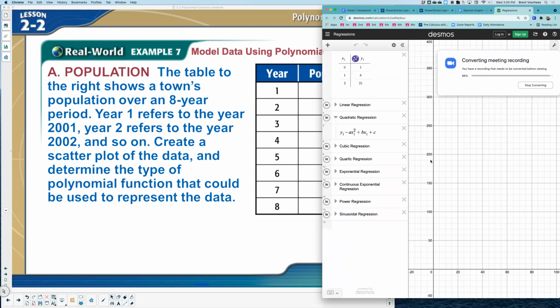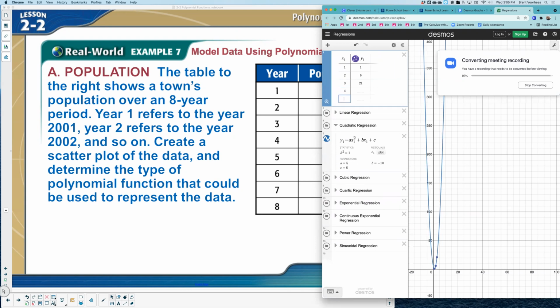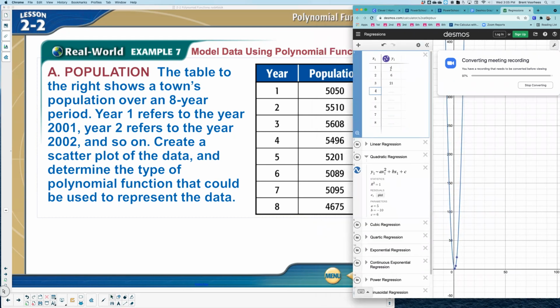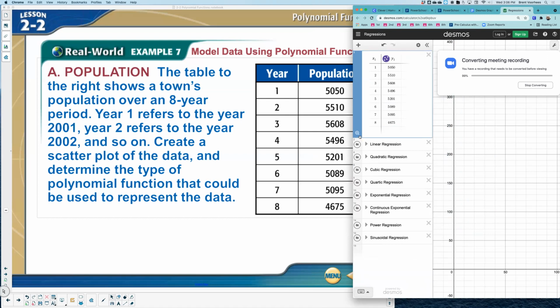And so when I click that one, I have this table that pops up. I'm going to just type in our values, which in this one is easy. It tells us the x's are 1, 2, 3, 4, 5, 6, 7, and 8, data up to 2008. And then here's our population. Let me slide this over so we can see the population better. 5050, 5510, 5608, 4965, 2015, 0895, 0954, 675. Right now it's trying to come up with a quadratic regression. But to figure out the scatter plot, I'm going to do this zoom fit.